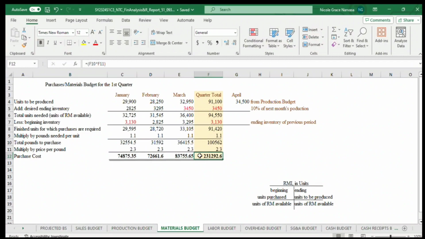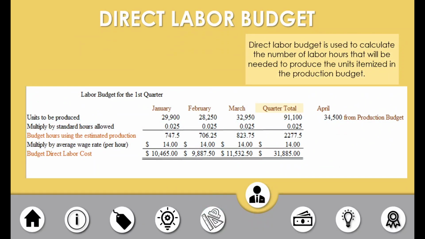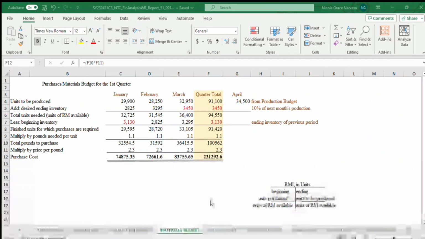So for the next budget, that will be the direct labor budget. A direct labor budget is used to calculate the number of labor hours that will be needed to produce the units itemized in the production budget. A more complex direct labor budget will calculate not only the total number of hours needed, but will also break down this information by labor category. So this is an example of the labor budget.